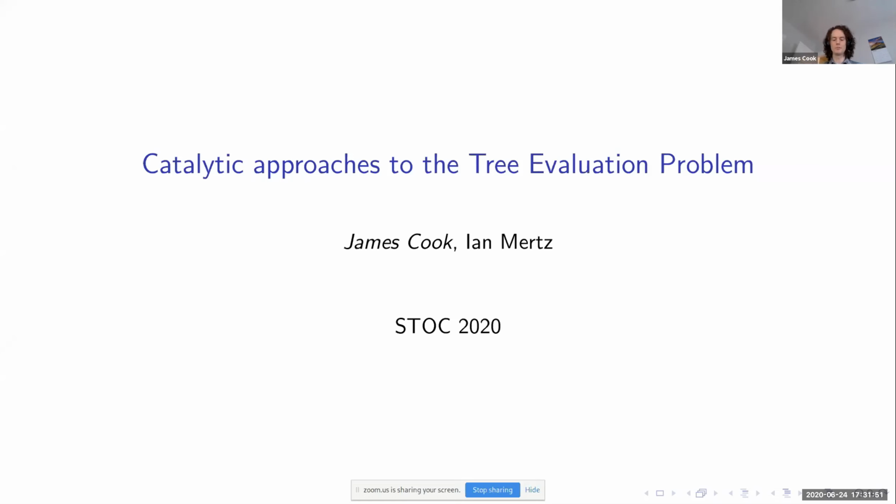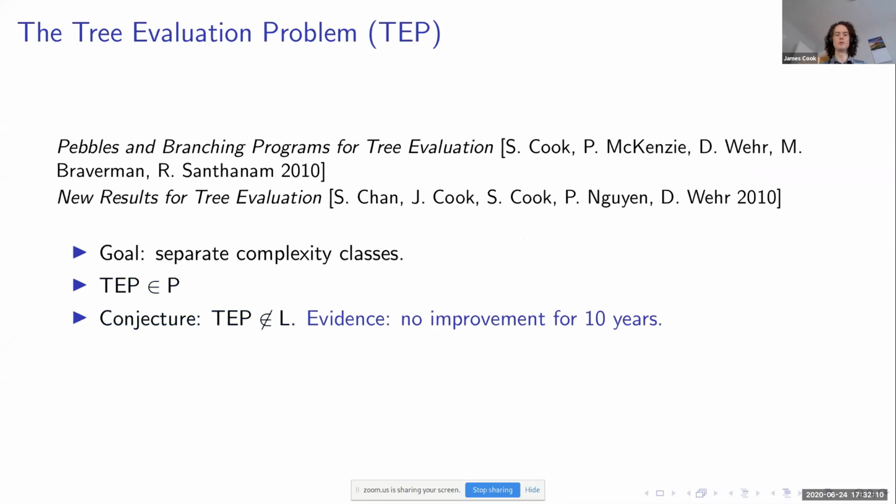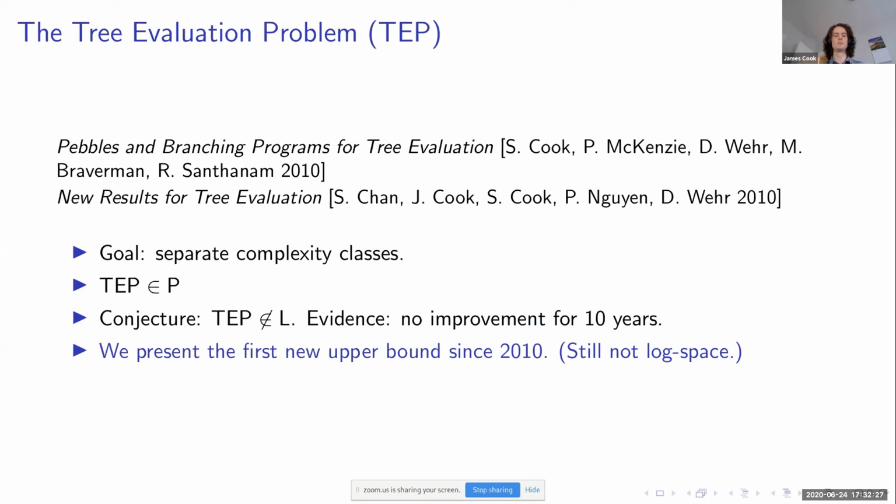So the tree evaluation problem was introduced by a couple of 2010 papers with the goal of separating complexity classes. The problem's designed so that it's easy to solve in poly time, but it seems to be impossible to solve in log space. And one reason people believed that is that for a period of about 10 years, nobody was able to come up with any improvement to the original algorithm from the 2010 papers. So we found the first new algorithm since 2010. And I just want to mention, it's still not a log space algorithm. So it's still possible TEP might be used to separate L from P.